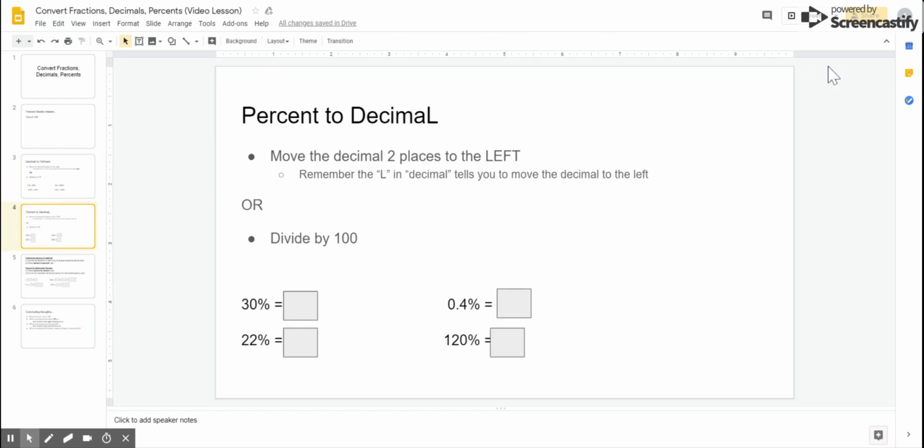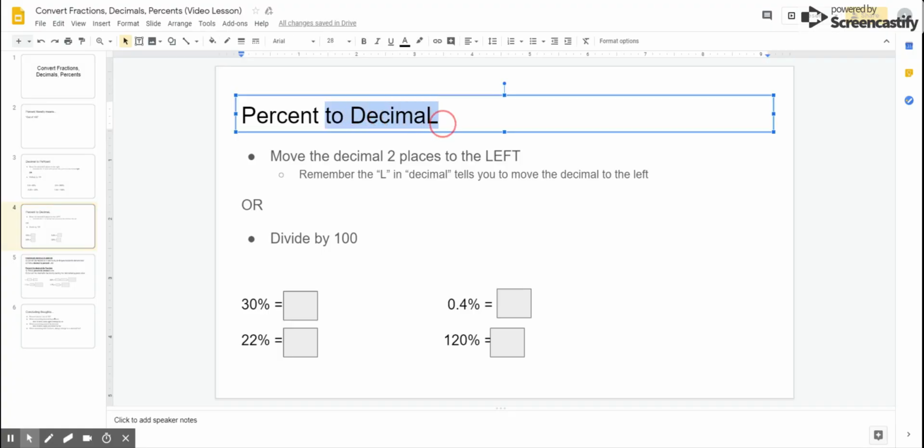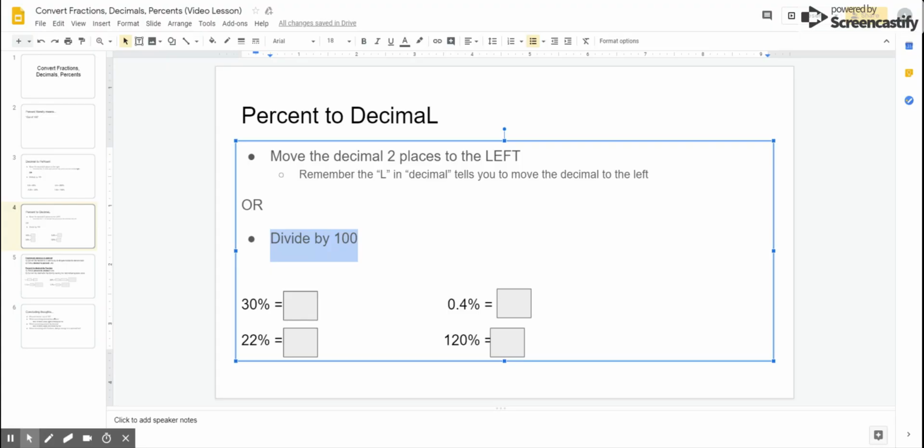Alright, next we have a percent to a decimal. You want to move the decimal 2 places to the left. So to a decimal, 2 to the left. Use this as a little trick: the L in the word decimal kind of gives you a hint to move the decimal 2 to the left. Or same thing as saying divide by 100.